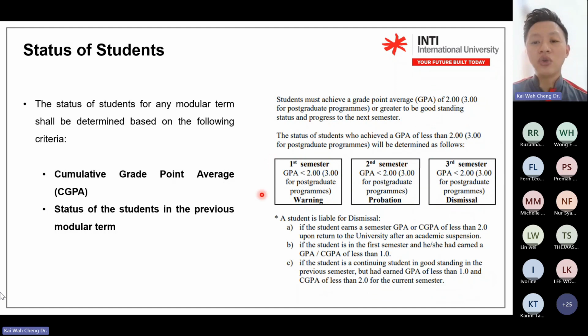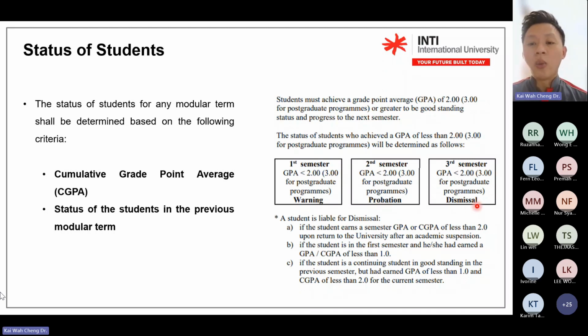And then number 2, warning. Warning means your GPA was below 2.0 for the very first time, so your student status will be downgraded from good standing to warning. However, if your GPA is still under 2.0 for the second time continuously, then your student status will be further downgraded from warning to probation. And unfortunately, if your GPA is still under 2.0 for the third time continuously, then your student status will be further downgraded from probation to dismissal.